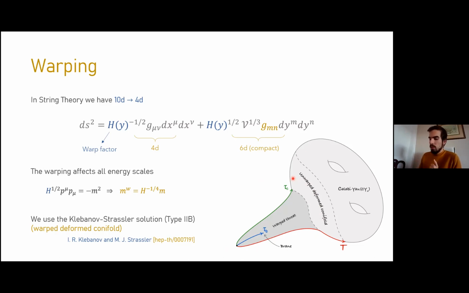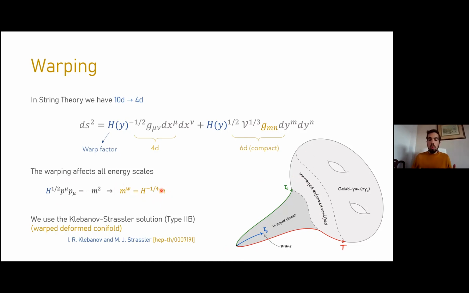the energy scales. The easiest way to look at this is to look at the momentum squared using this 4D metric. And you see that you get this warped mass, which is a warped down version of the mass with which you start in the fundamental theory.